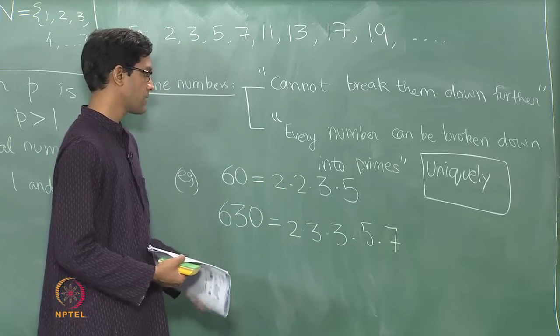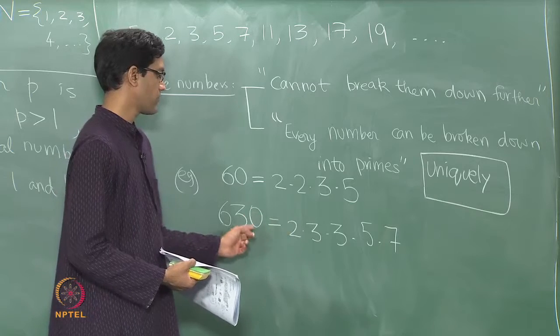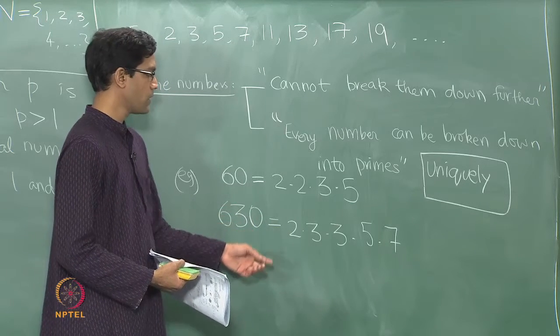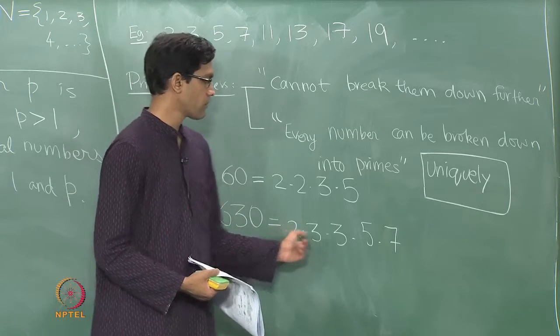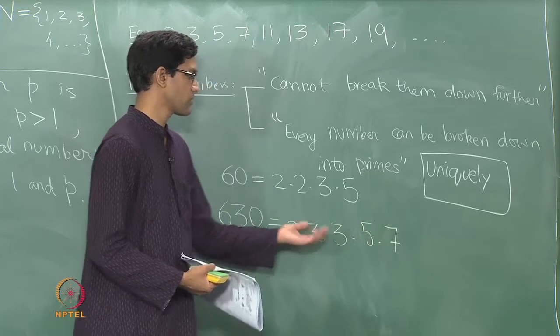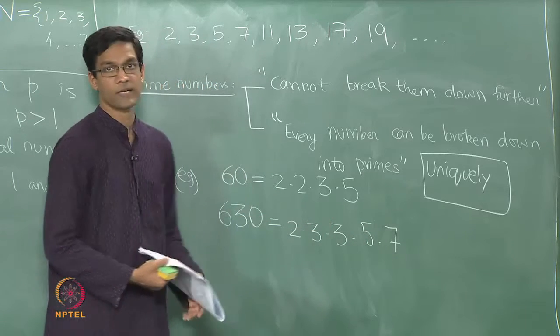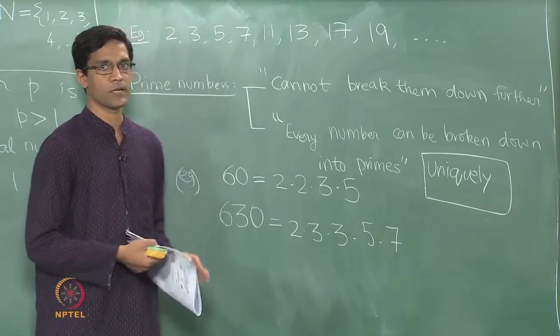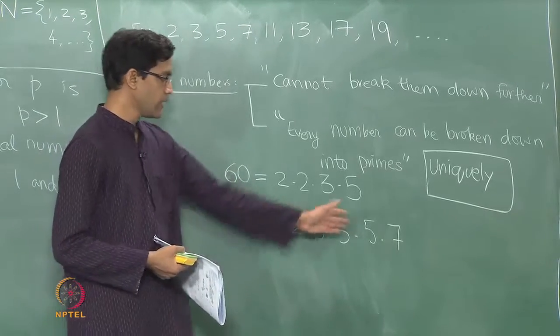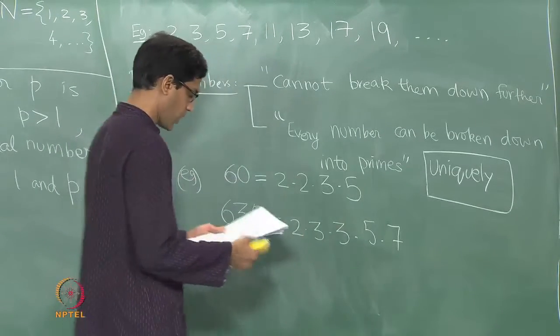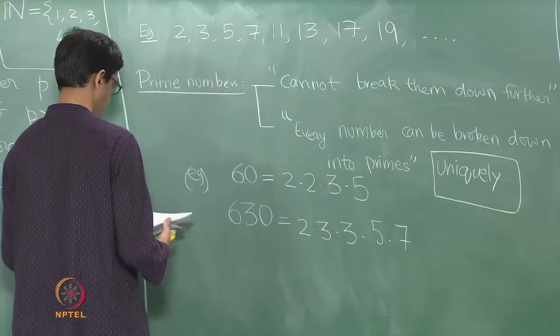But other than that, there isn't much you can do. You can't find another expression for 630 which does not involve these primes, say for instance something which contains 13 as one of its factors. Such things are not possible. These expressions are essentially unique, up to reordering.